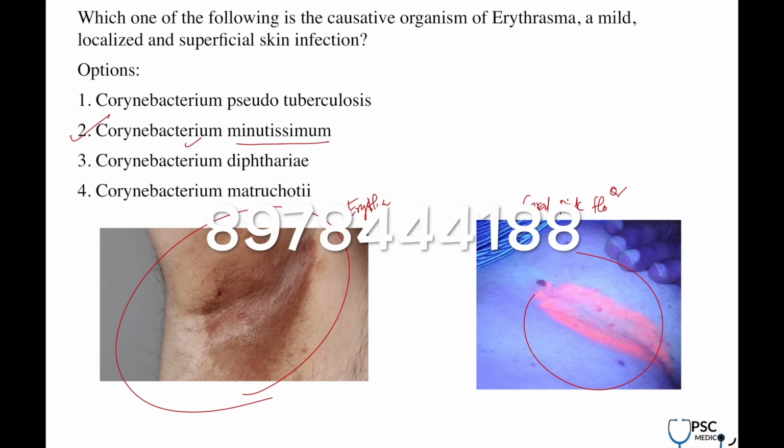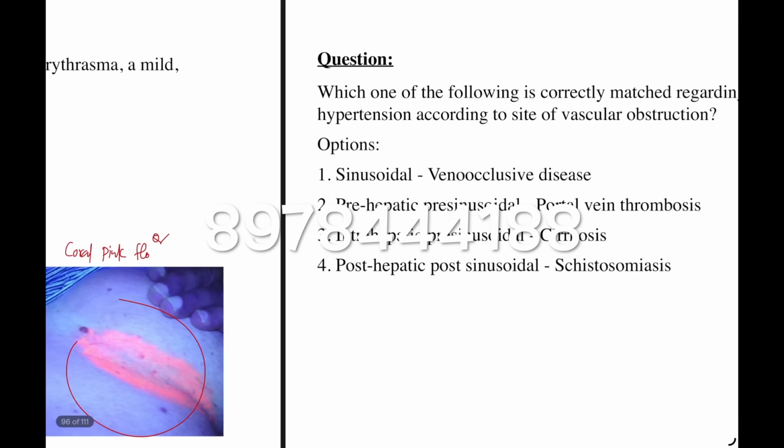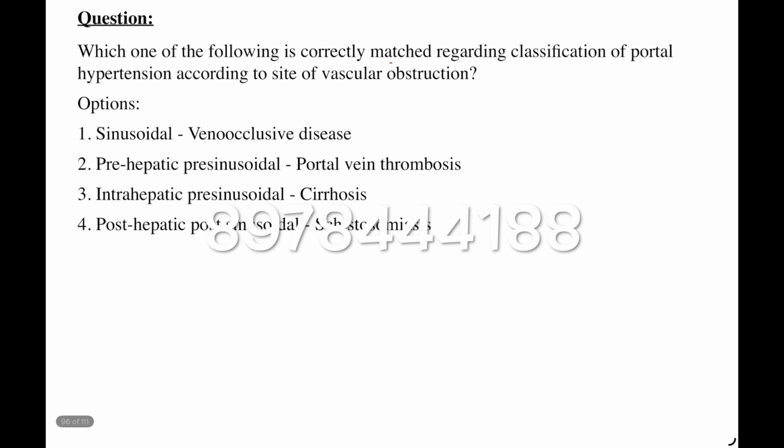So this can be a potential question in the future. Coral pink fluorescence. Next question, which one of the following is correctly matched regarding classification of portal hypertension according to the site of vascular obstruction?